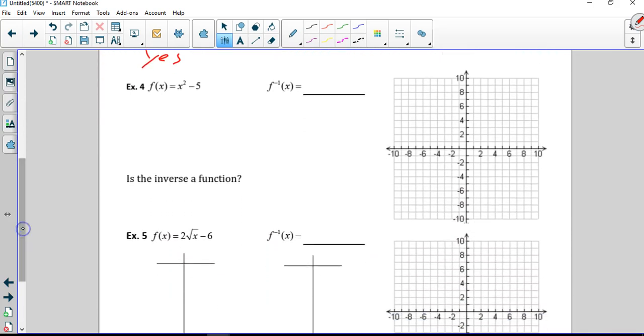Okay, example 4, x squared minus 5. So first off, we write y equals x squared minus 5. We switch x and y, and add 5 to both sides. We're trying to get rid of the y squared, so we take the square root of both sides, which gives us y equals plus or minus the square root of x plus 5. We have to do this to get both parts.